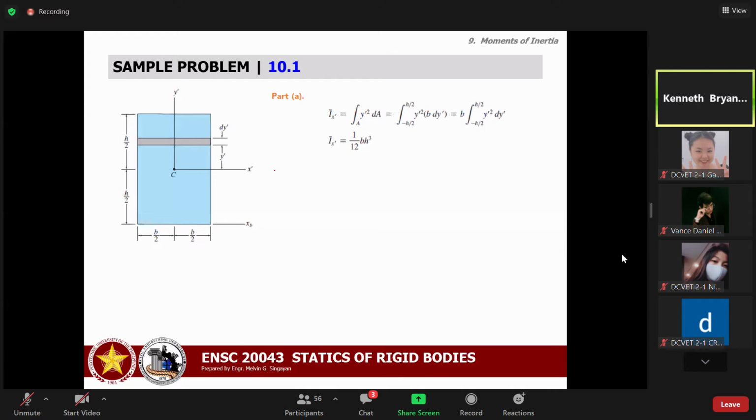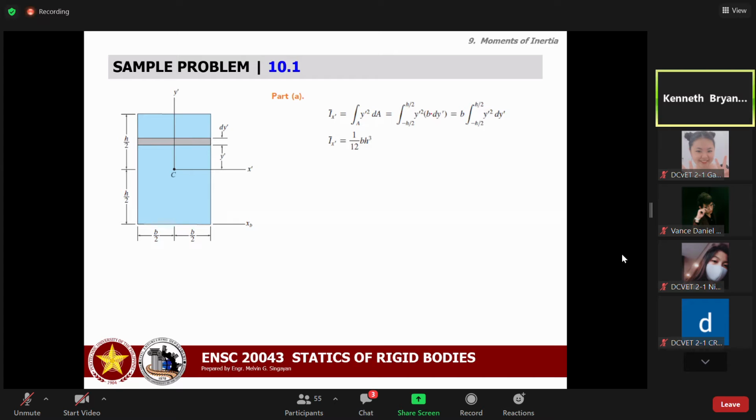Kasi yung axis mo lang dito naging x prime. Okay? So I bar x prime is equal to integral of y prime squared dA, which is equal to integral of y prime squared times dA is b times dy prime, because the base is b and the height is dy prime. Okay, so the limit for the area about the x prime axis is from this point up to that point, which is what? At negative h over 2 to h over 2. So that's why we have it here.